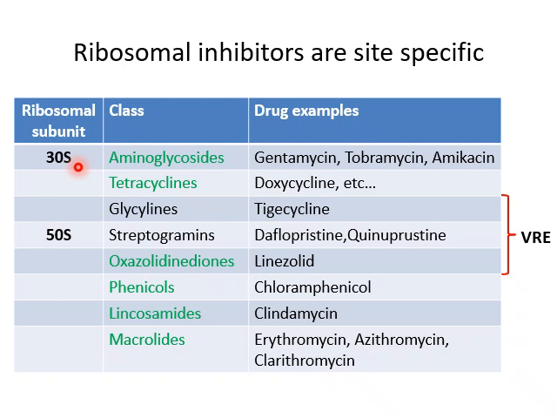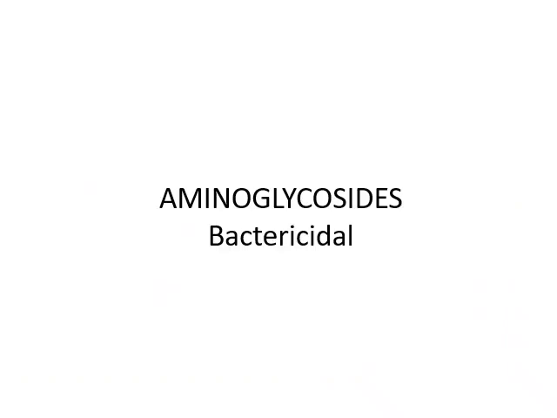Also, I want you to realize that there is some site specificity. For instance, aminoglycosides and tetracyclines that we will be talking about work on the small ribosomal subunits, whereas the others that I will be talking about work on the large ribosomal subunits. Good, so let's start with aminoglycosides, and I want you to know that aminoglycosides are bactericidal. So far, if you remember what we have covered, almost everything we talked about is bactericidal except for sulfonamide and trimethoprim. And aminoglycosides are also bactericidal.